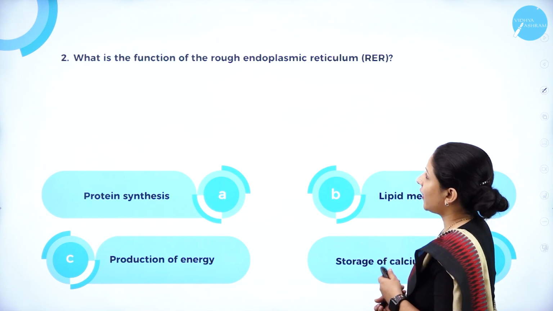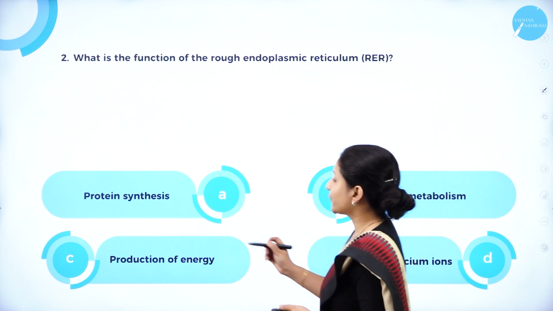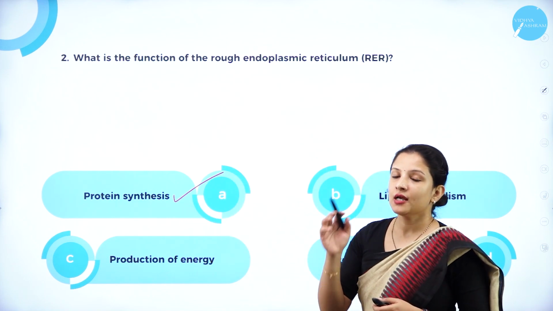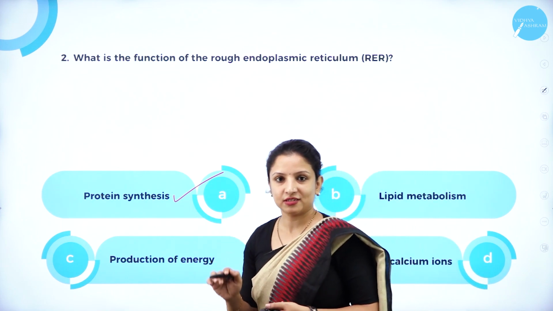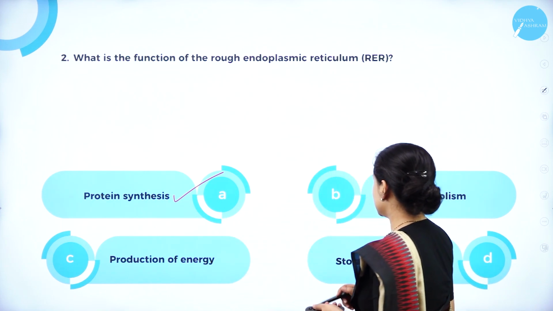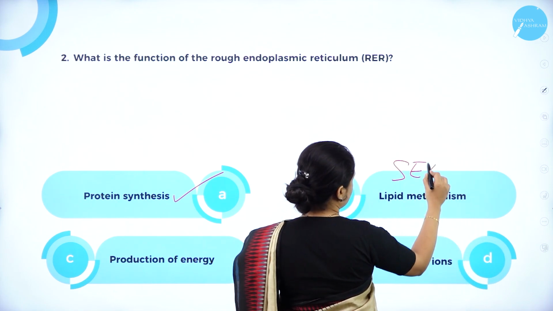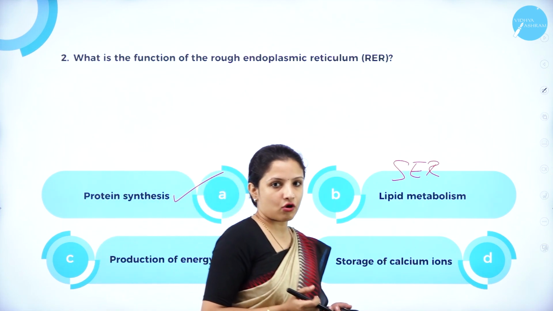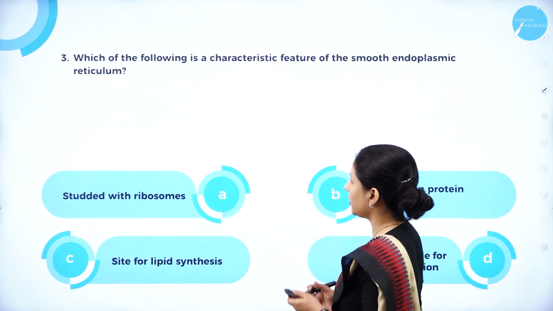Next, what is the function of the rough endoplasmic reticulum? It is protein synthesis. Why is the answer protein synthesis? Because rough endoplasmic reticulum has ribosomes on it which are responsible for protein synthesis. Lipid metabolism is smooth endoplasmic reticulum, and production of energy is mitochondria. So the right answer here is protein synthesis, option A.